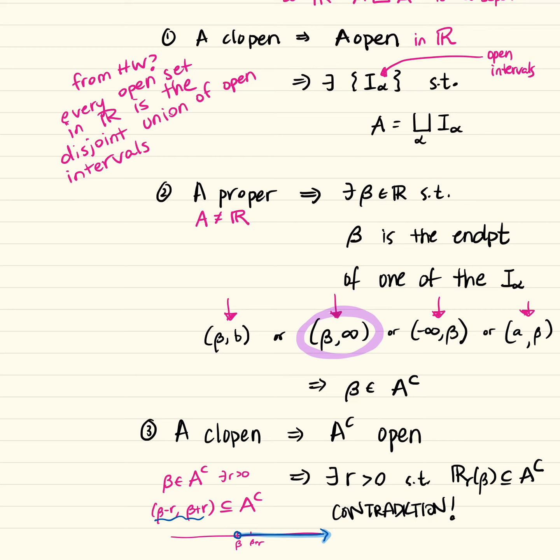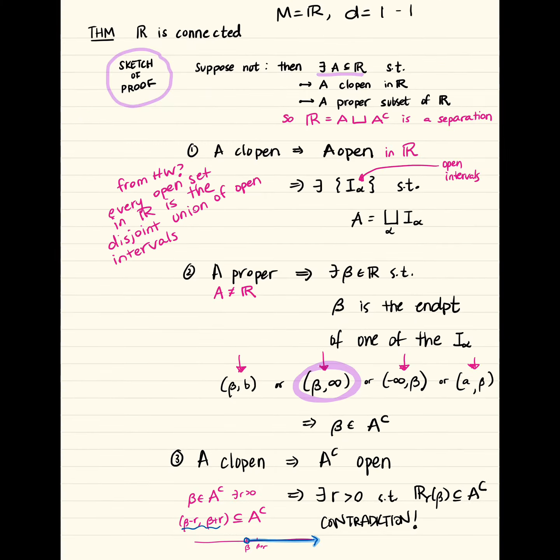Because remember, what does it mean to be open? Every point has an r-neighborhood completely contained in that set. Okay? So this is a sketch of why R is connected.